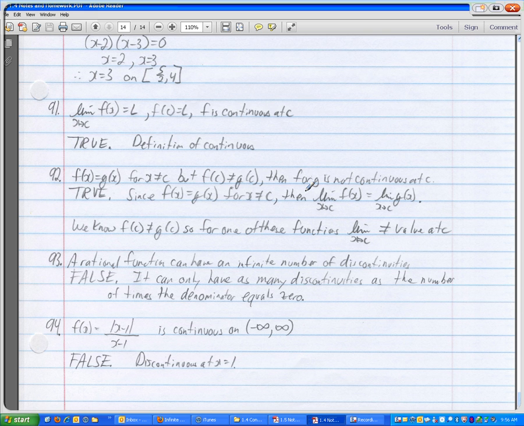So it's false because it can only have as many discontinuities as the number of times the denominator equals 0, which is at most as big as the biggest exponent.